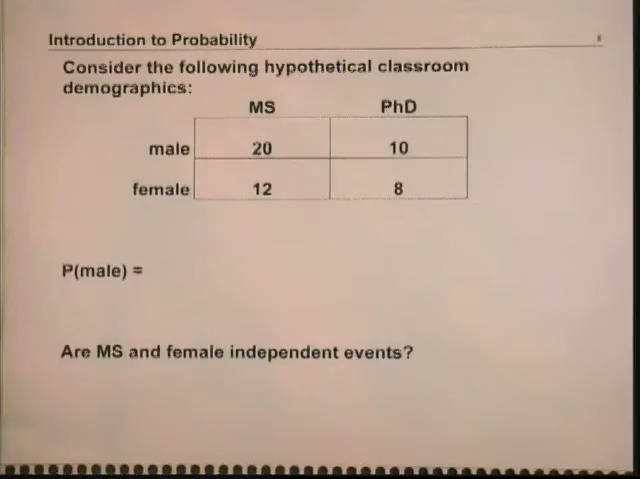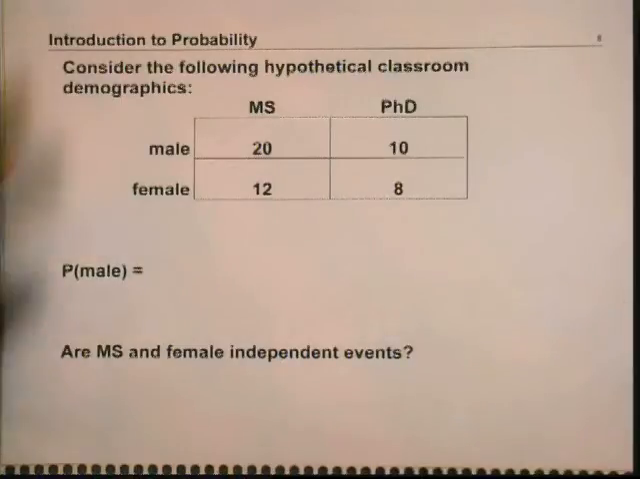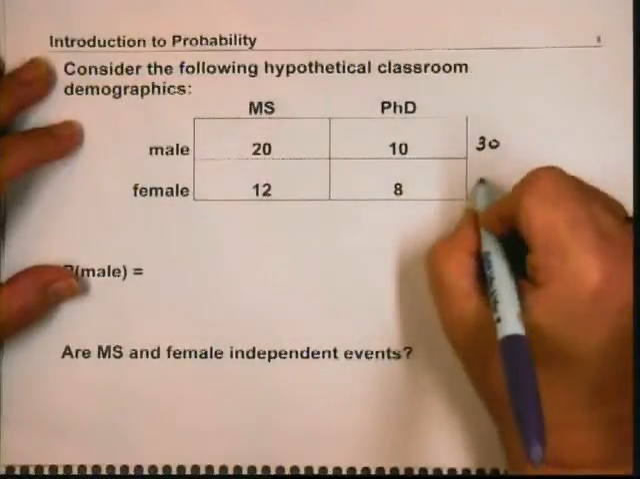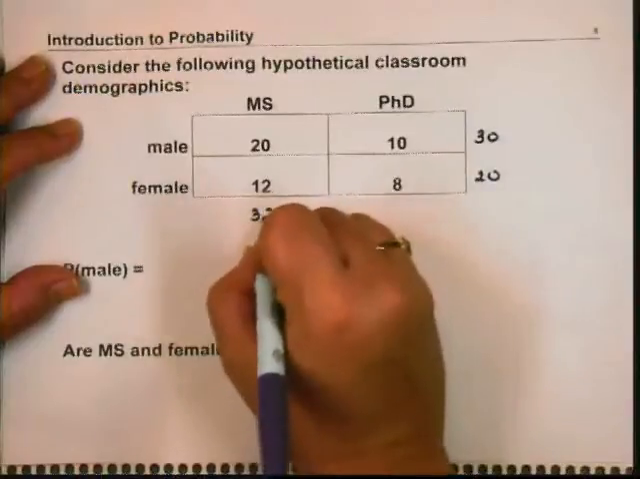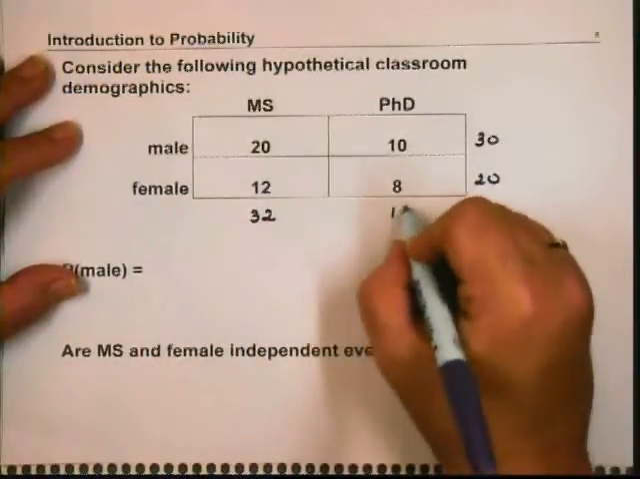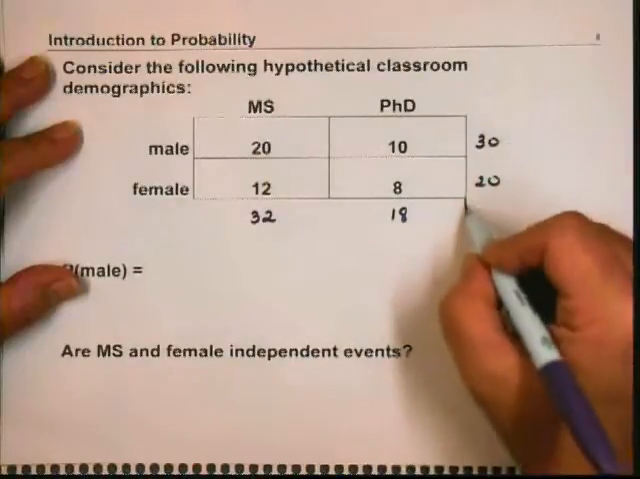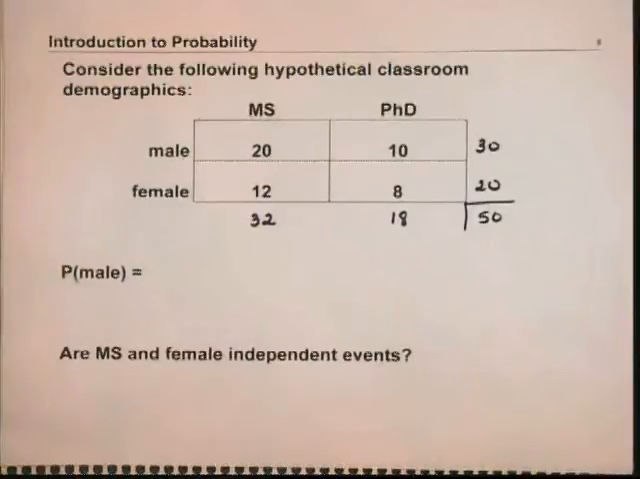All right, but the breakdown of the students in the class, say, looks like this. Altogether in the class, I have 30 males and 20 females. Master's students, there are 32, and PhD students, there are 18. If I add those together, I get 50. If I add it together this way, I get 50, right? So I have a class of 50.